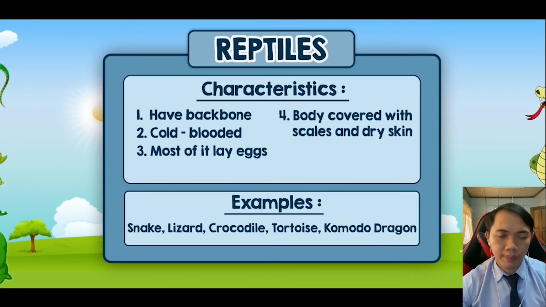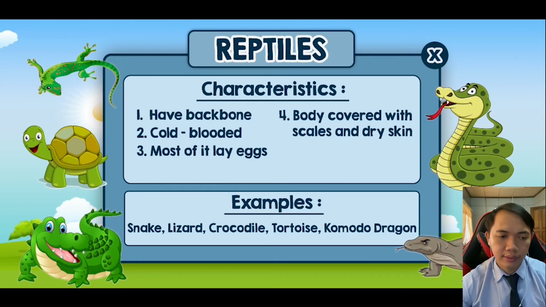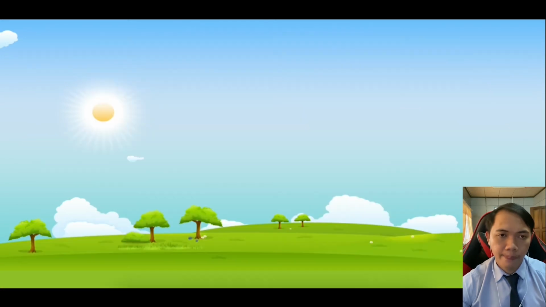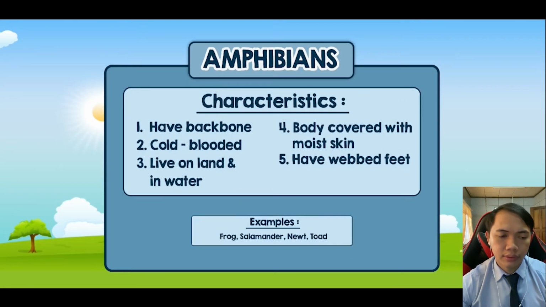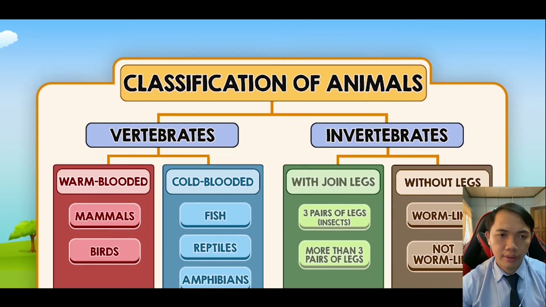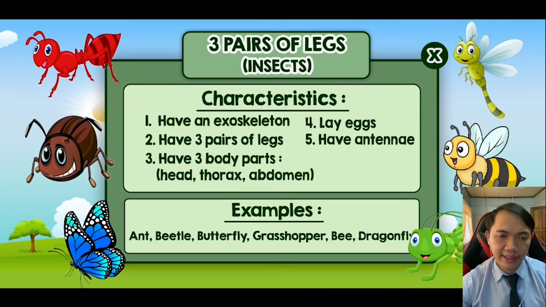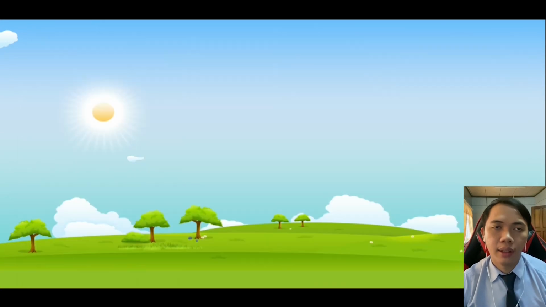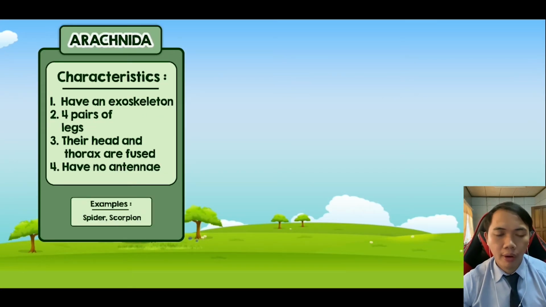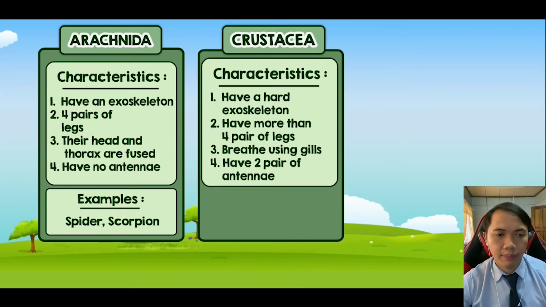This is the reptile class. Okay, this is the amphibian class, and then this is the three pairs of legs class, which is insects. This is the more than three pairs of legs class of animals.